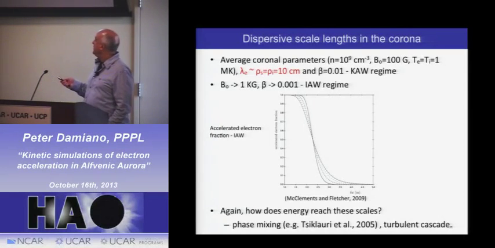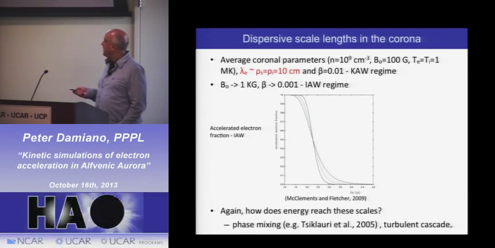And indeed, this is for inertial Alfvenic waves, if you could get down to very narrow perpendicular scale lengths, then these waves could probably very efficiently accelerate electrons. So again, we're back to the question of how does energy reach these waves?